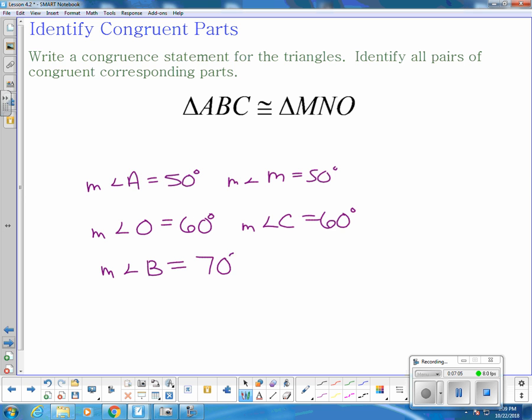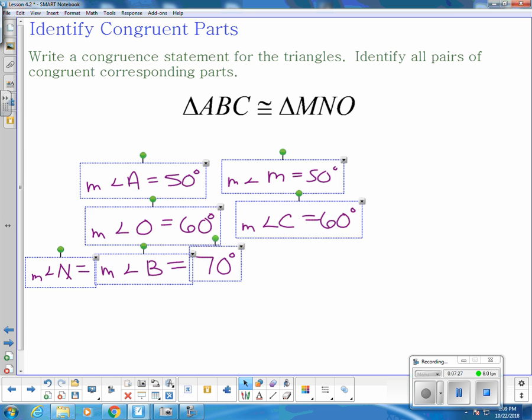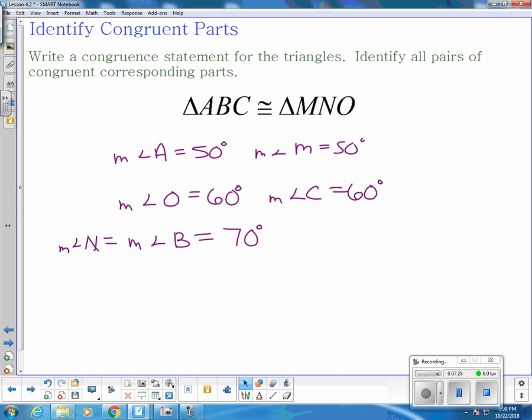Remember, how many degrees do we have in a triangle? 180. We have these two angles adding up to 110. So we have 70 more degrees for angle B and angle N, right? They're both equal to 70 degrees. Okay? So they might give you statements on measurements given a congruent statement.